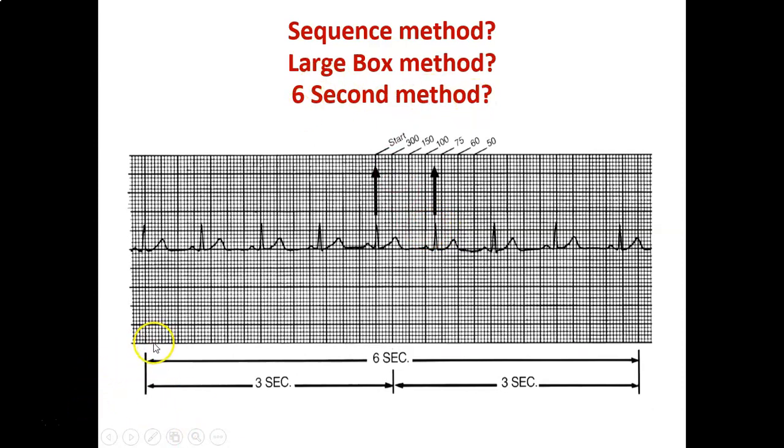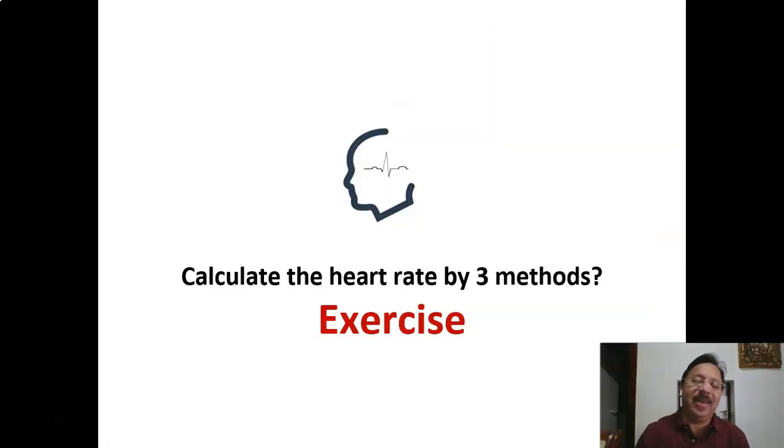You have to calculate the 30 big boxes, which is equal to 6 seconds, and see how many RR intervals are here. So from here till here are 6 seconds, 30 big boxes, and the number of RR intervals: 1, 2, 3, 4, 5, 6, 7, 8. 8 times 10 is equal to 80 heart rate. All right. So now you have learned the three methods of calculating the heart rate: sequence method, large box method, and 6-second method. Sequence method and large box method are used for regular rhythm. The 6-second method is used for irregular rhythms.